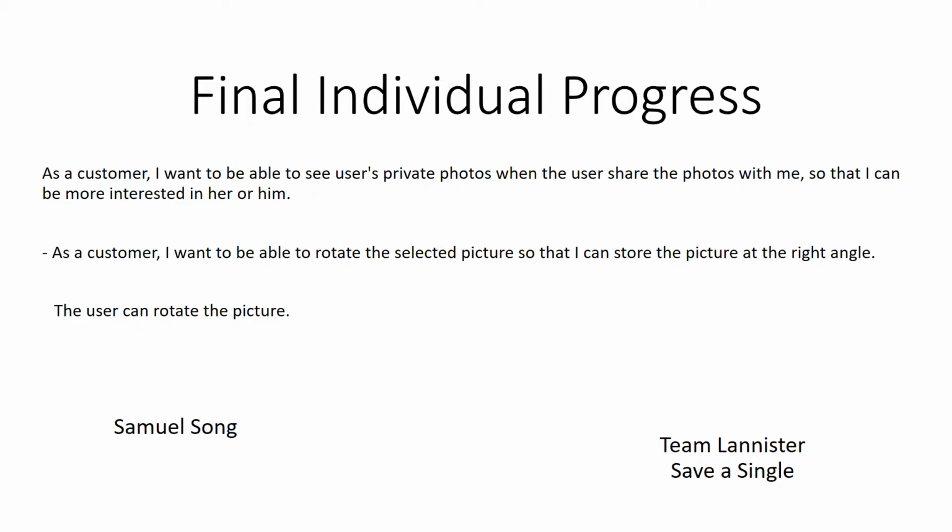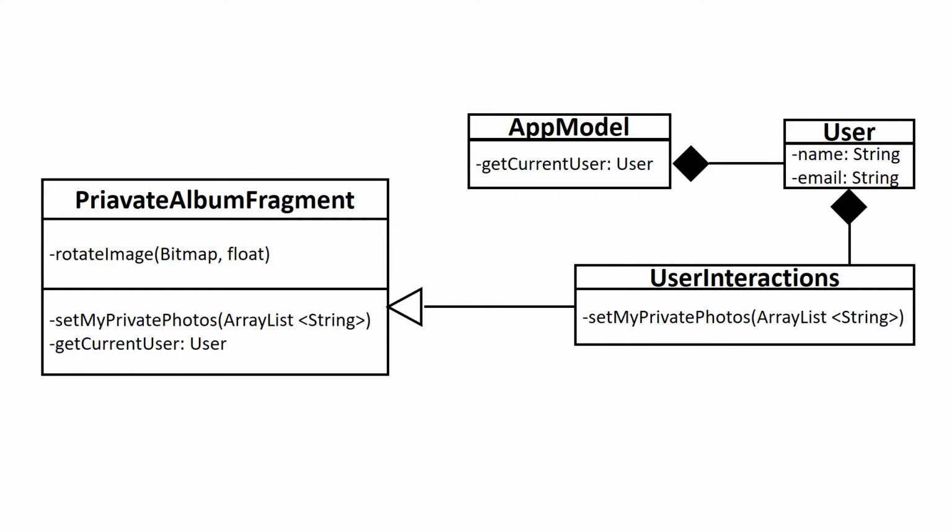Next, child user story. As a customer, I want to be able to rotate the selected picture so that I can store the picture at the right angle. So when a user clicks the rotate button, it'll call a function which is rotate image, and each time the button is clicked, it'll rotate the image 90 degrees clockwise.